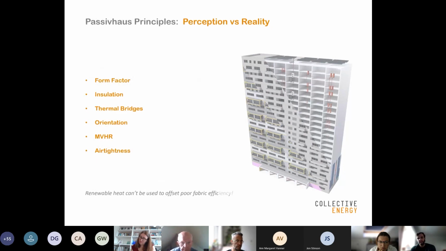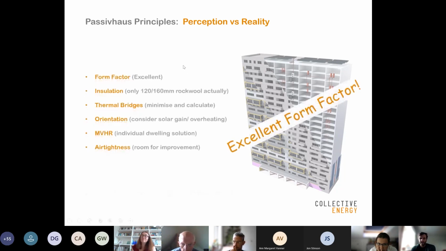The Passivhaus principles, the perception versus the reality. I think when we first looked at this, it was early on in the Passivhaus career, and we had been looking at smaller scale domestic housing, and thinking, right, okay, well, we're going to need a lot of insulation, but the key element in this is the actual scale of the buildings and the form factor, and the form factor overrides a lot of the other elements in terms of how much insulation you're going to need.